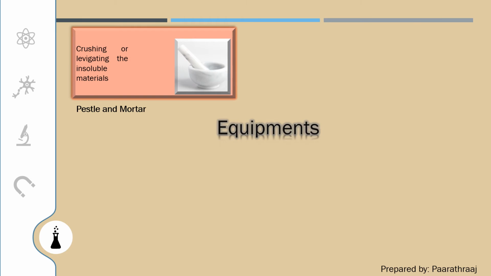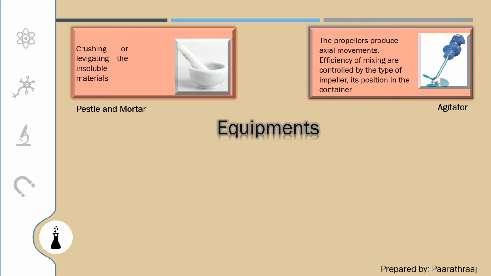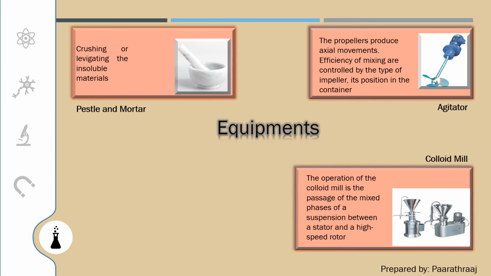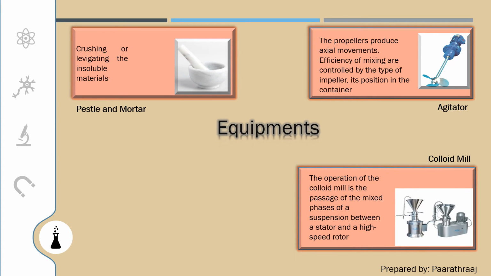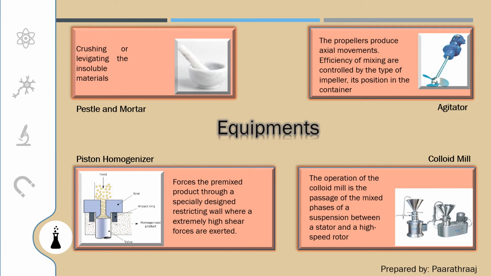These are the equipments for the process of suspension. First, pestle and mortar is used for crushing or levigating the insoluble materials. Second one is the agitator. In the agitator, the propellers produce axial movements. Efficiency of mixing is controlled by the type of impeller and its position in the container. Then the colloid mill is the passage of the mixed phases of a suspension between a stator and a high-speed rotor. Then the piston homogenizer forces the premixed product through a specially designed restricting valve where extremely high shear forces are exerted.